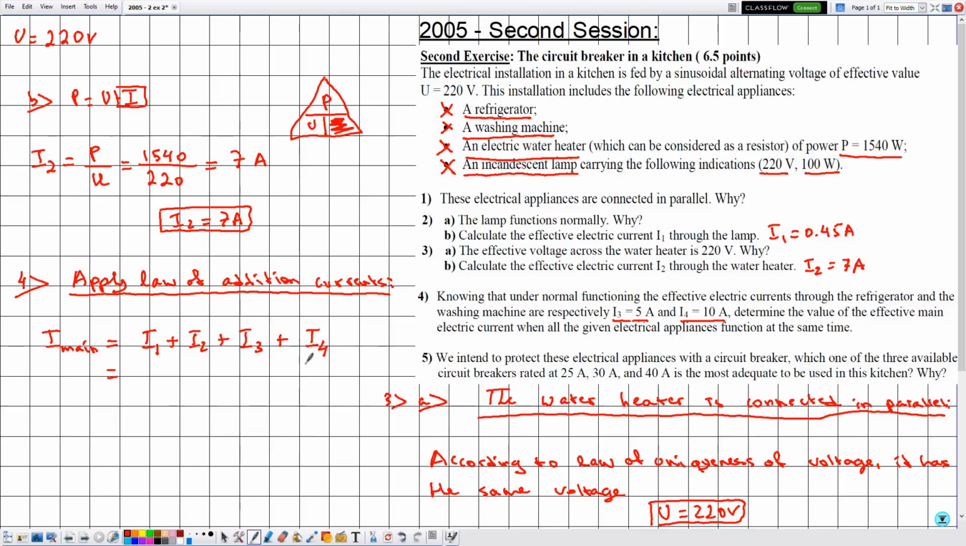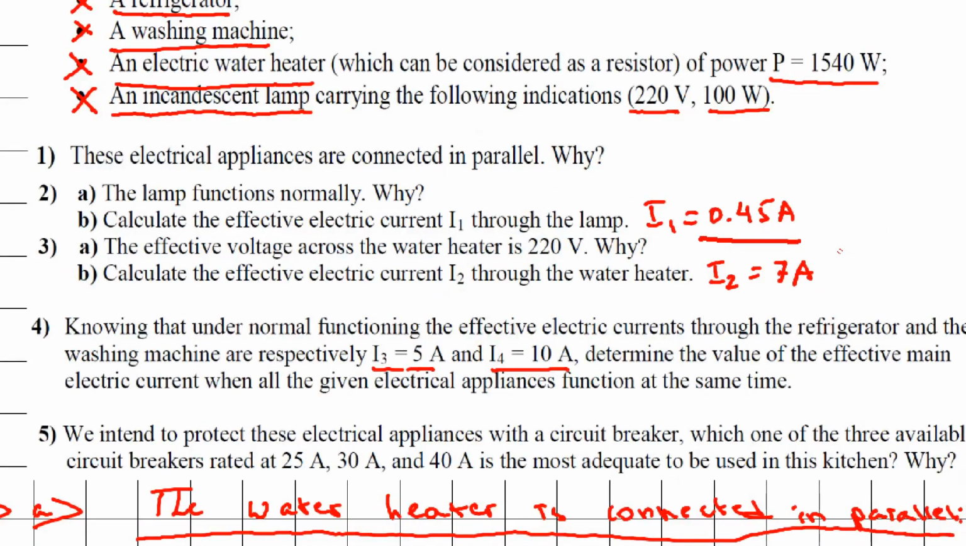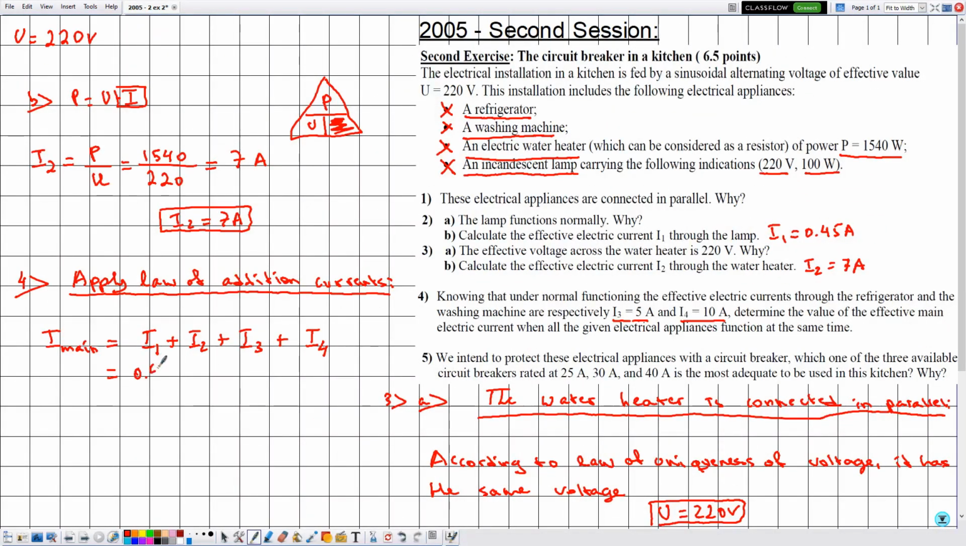Now the value of I1 is given by 0.45 in the SI, plus I2, which is given by 7, plus I3, which is given by 5, plus I4, which is given by 10. Plugging this into the calculator, it will give me 22.45. Since all the currents are expressed in amperes, the main current will also be expressed in amperes. Then the main current crossing this domestic installation is given by 22.45 amperes.